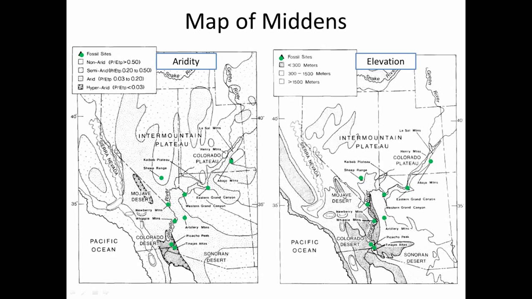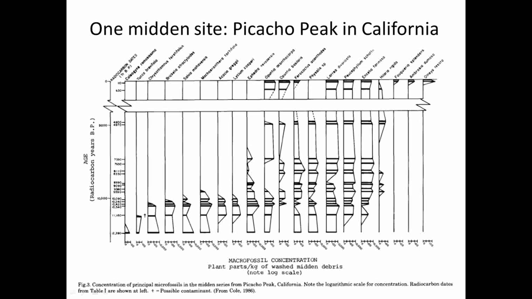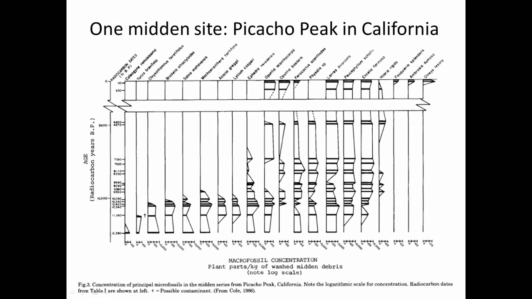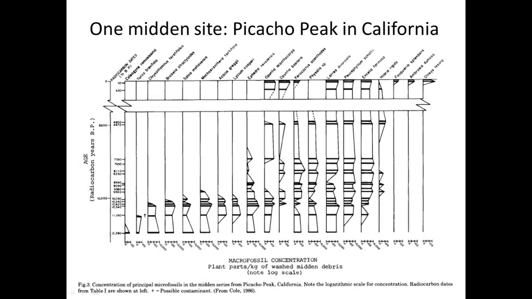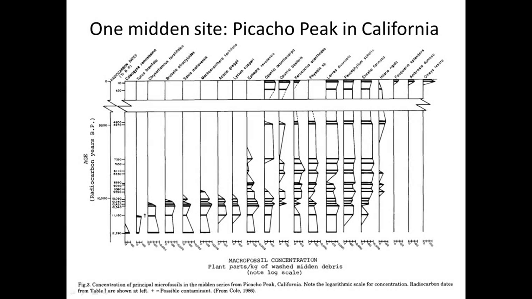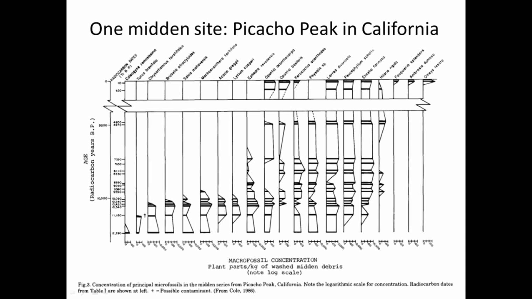So to just kind of visualize what kind of data we're going to get from any of these sites, let's focus on one midden site. This is Picacho Peak in southeastern California. So what this graph is showing is the abundance of macrofossils. So you can see on the lower x-axis the plant parts per kilogram of midden debris, which is actually on a log scale, by the way.